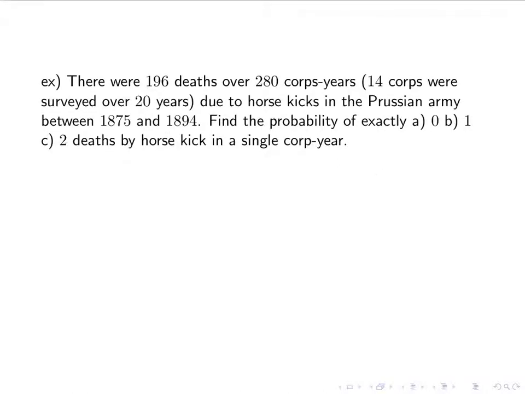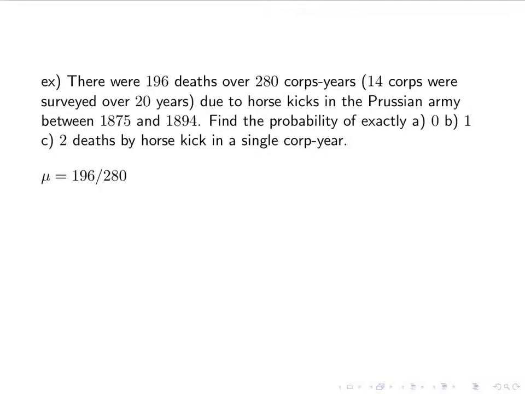We're going to do one more example. This is a very common example for the Poisson distribution. There were 196 deaths over 280 core years. So this means there were 14 cores that we were surveying over 20 years. So 14 times 20 gives us the 280. There were 196 deaths over these core years due to horse kicks in the Prussian army between 1875 and 1894. This is modeled by a Poisson distribution fairly well. And we're going to find the probability of exactly 0, 1, and 2 deaths by horse kick in a single core year.